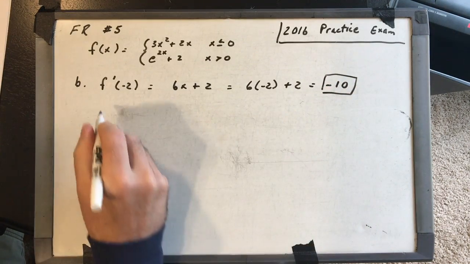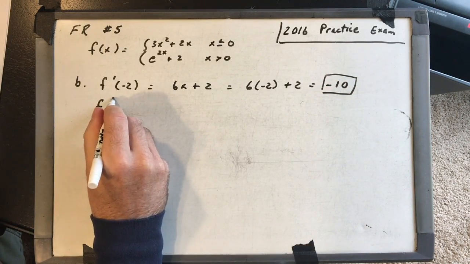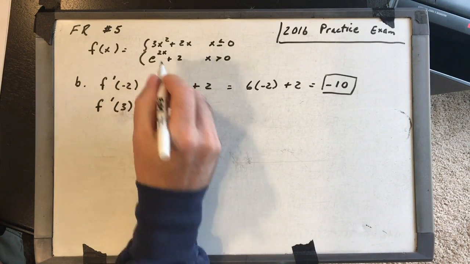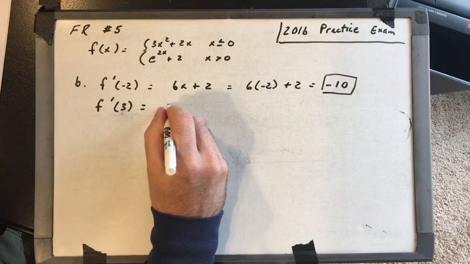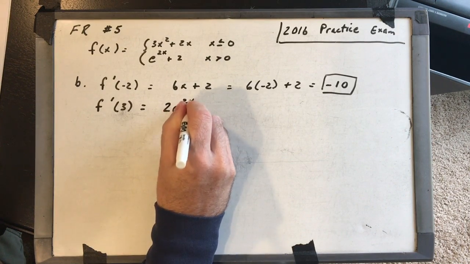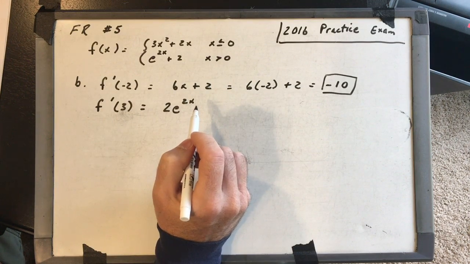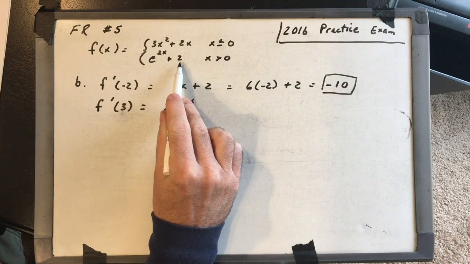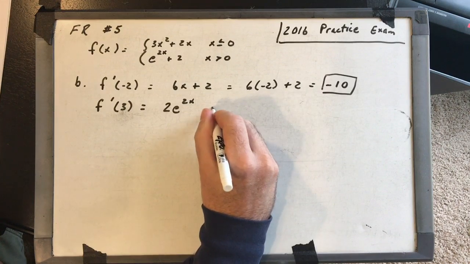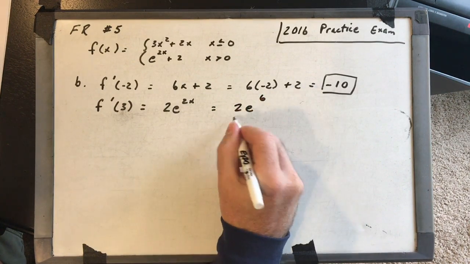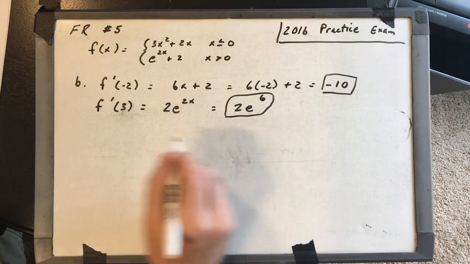Man, I hope they give one like this, right? F prime of 3 would be 2e to the 2x, the derivative of the bottom equation, since 3 is greater than 0. The 2, of course, goes away. And so that's going to be 2e to the 6th. And there you go.